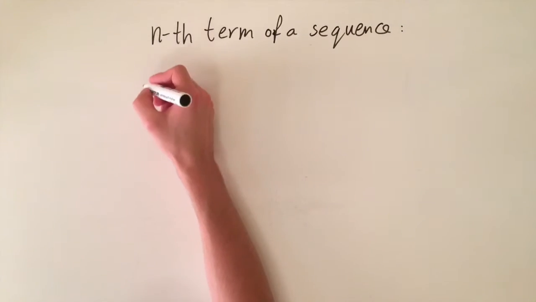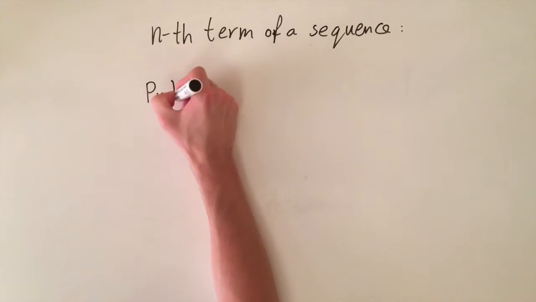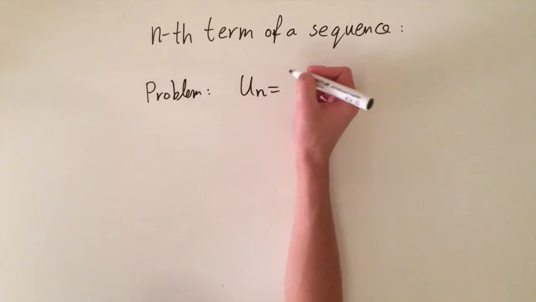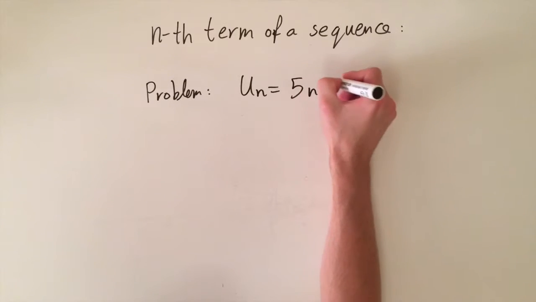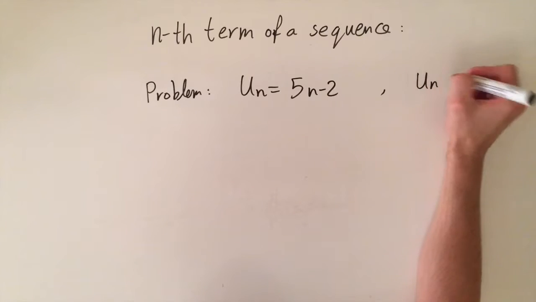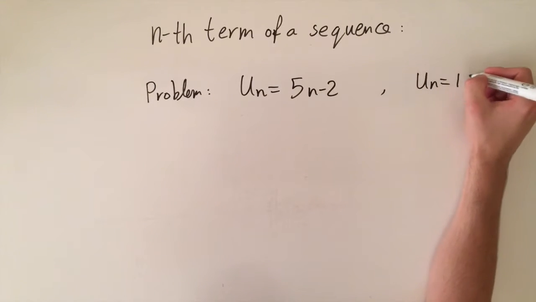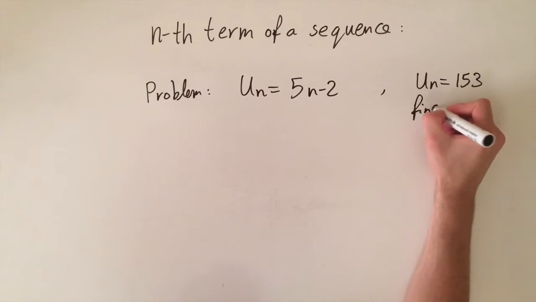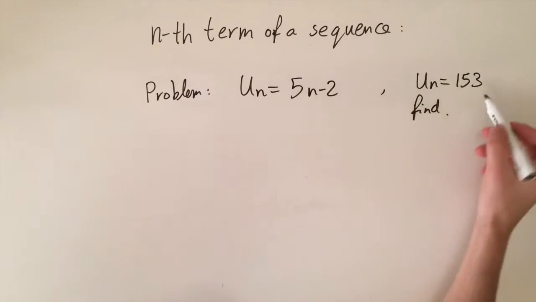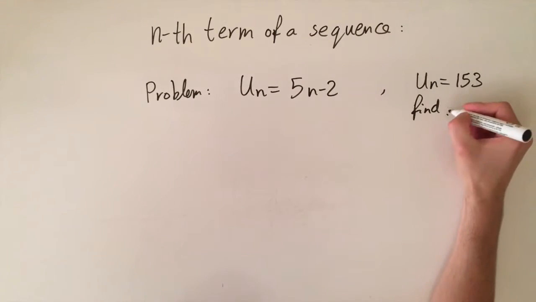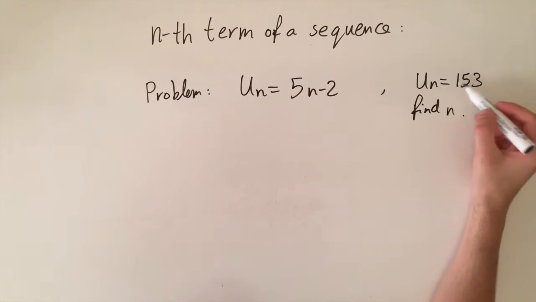A common problem that you may be asked is, if we're given a sequence formula, for example, un is equal to 5n minus 2, and we're also given a term in that sequence, so let's write this as un is equal to 153, the problem might be: find n. So we have this sequence, and we are given a number that appears somewhere in it. The problem is finding what position in the sequence this term appears.